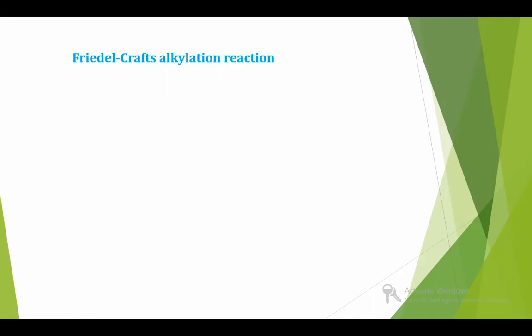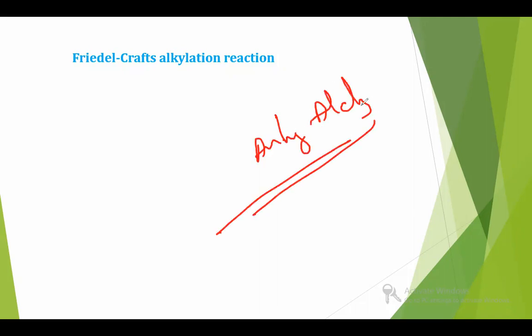So what is Friedel-Crafts? Why is it called a Friedel-Crafts reaction? Because we use the Friedel catalyst. What is the Friedel catalyst? Anhydrous aluminum chloride, AlCl3. Anhydrous aluminum chloride is called the Friedel catalyst. Hence, this reaction is called the Friedel-Crafts reaction.